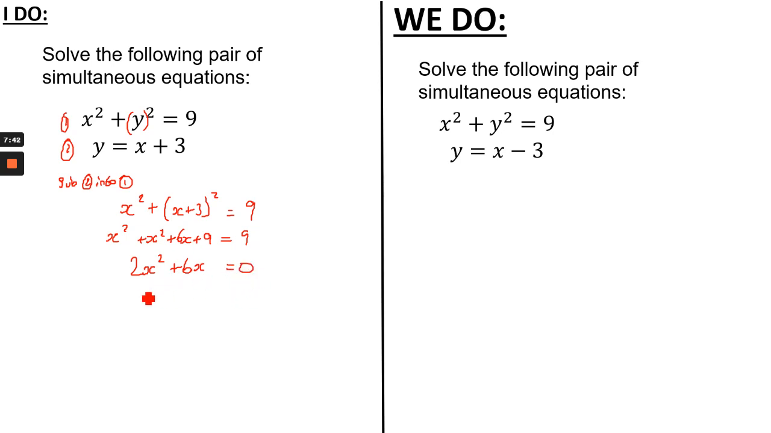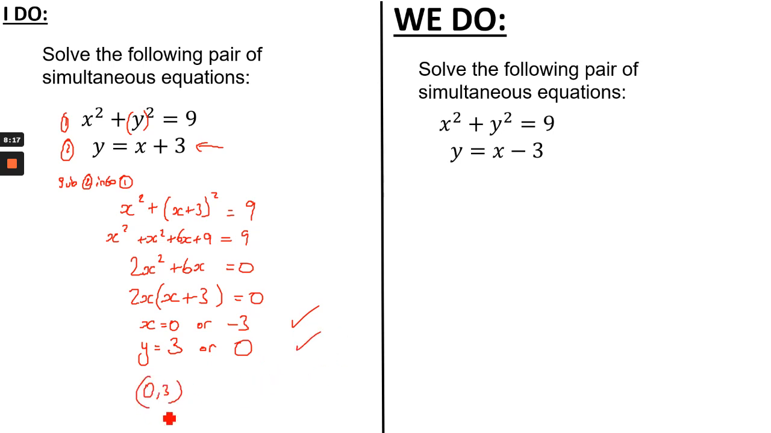Now, how am I going to factorize this one? Well, I can take out 2x from both things. I've got 2x(x add 3) equals 0. So if 2x equals 0, x must be 0. And if x plus 3 is equal to 0, x must be negative 3. In the same principle, I've worked out my x values. Which one's the easiest to work out the y values? Well, it's probably the second equation. y is equal to x add 3. So you should get those values for y, and you can write them as coordinates. So (0, 3) or (negative 3, 0).